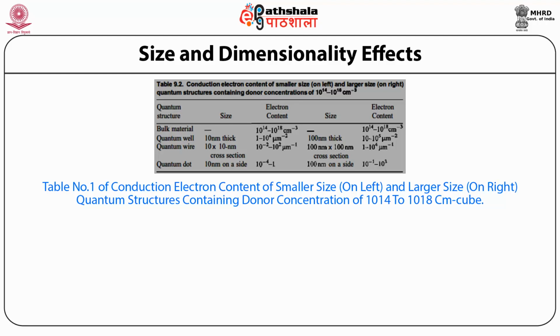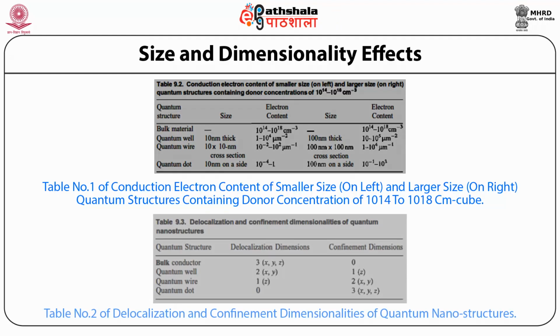So, if the quantum well is 10 nanometers thick, then the electron content is 1 to 10 to the power 4 per micrometer square. And similarly, if you go to 100 nanometers by 100 nanometers, the electron content is 1 to 10 to the power 4 per micrometer. So these are the conduction electron contents for smaller and larger quantum structures containing a donor concentration of 10 to the power 14 to 10 to the power 18 per cubic centimeter.